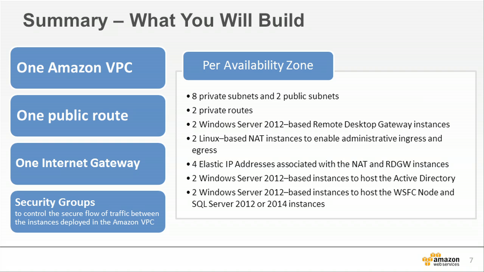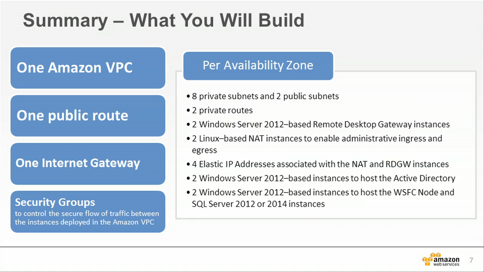the instances. And then in each availability zone, we create by default 8 private subnets and 2 public subnets. The public subnets are for NAT instances and remote desktop gateway nodes, or you might put elastic load balancers in there. And then private routes for routing between the various subnets.